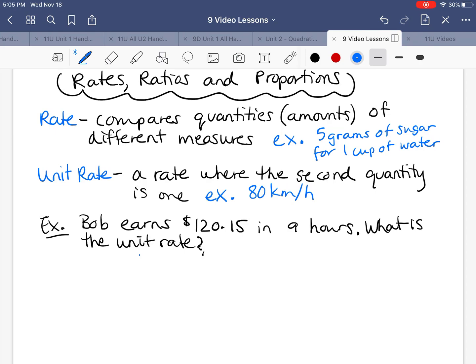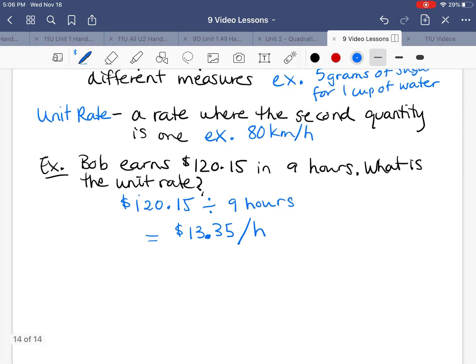So for our example, Bob earns $120.15 in 9 hours. What is the unit rate? So we are going to take our dollar amount, which is $120.15, and we're going to divide it by time, because we want to get an answer where it shows how many dollars Bob makes in 1 hour. So $120.15 divided by 9 hours. That is going to give us $13.35 per hour. So that is his hourly wage.